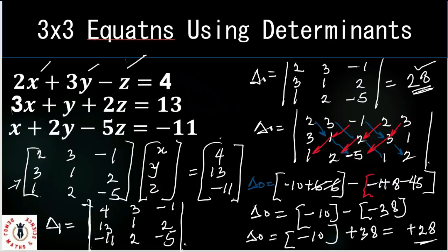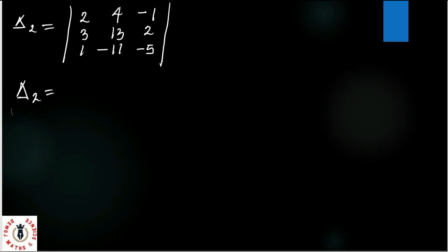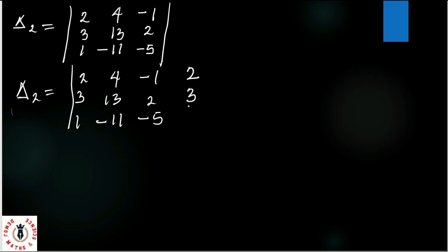Now let's look for y. I'll still come back here. To solve for y, we'll be replacing the second column with the augmented part of the matrix. Next thing is to expand it again like we did previously. This will be 2, 3, 1, 4, 13, minus 11, minus 1, 2, minus 5, 2, 3, 1, 4, 13, minus 11.